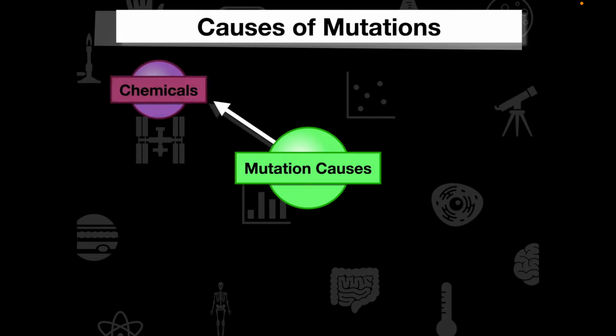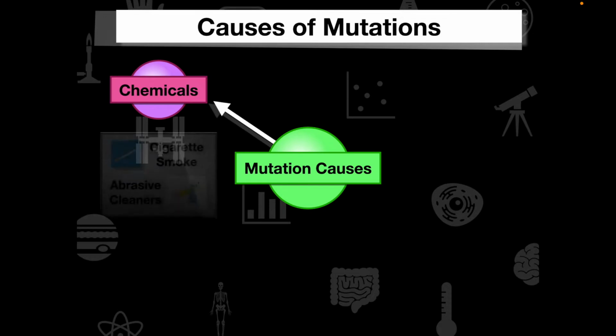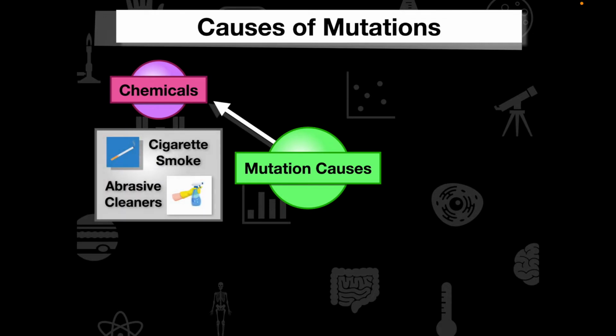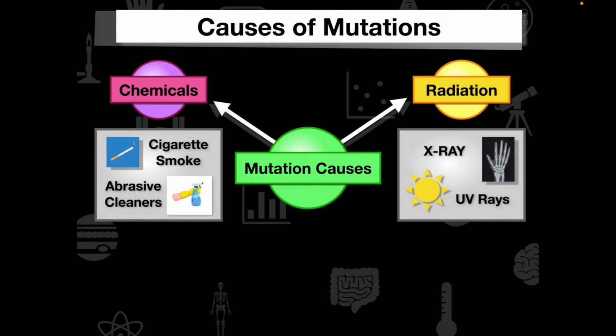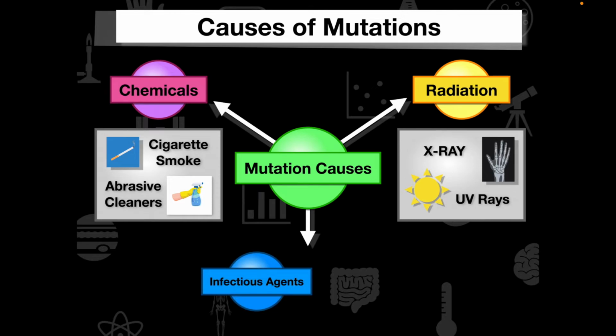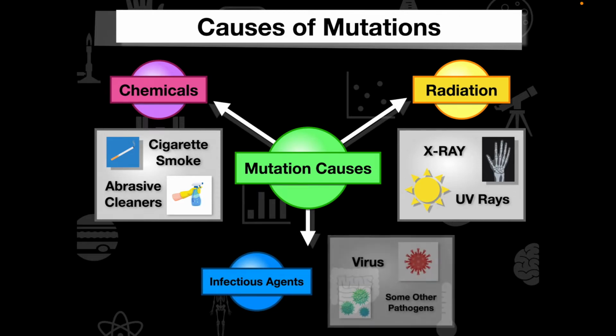We can see that there's going to be chemicals, so household chemicals, things like cigarette smoke or abrasive cleaners. We can see things like radiation. The sun is going to emit radiation, and X-ray is going to emit radiation, which is going to go through and cause potential mutations. And then the last big category here are going to be infectious agents. Those are going to be things like viruses and some other pathogens. These can all cause changes to DNA that can cause mutations later on down the line.